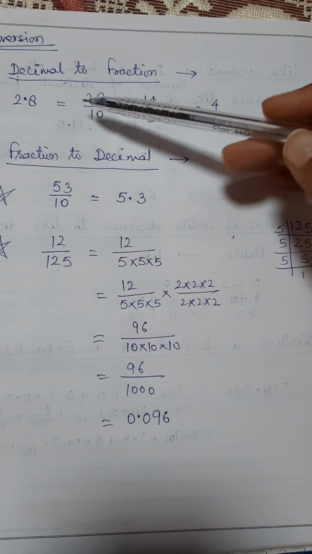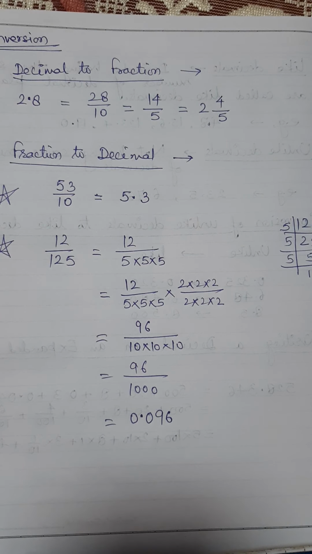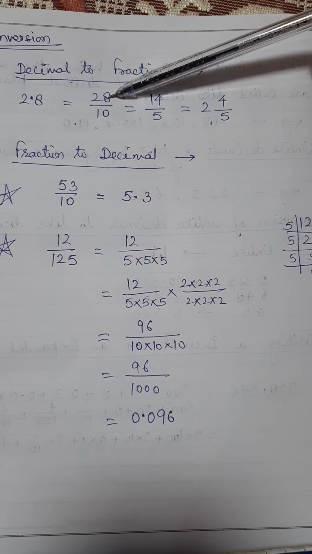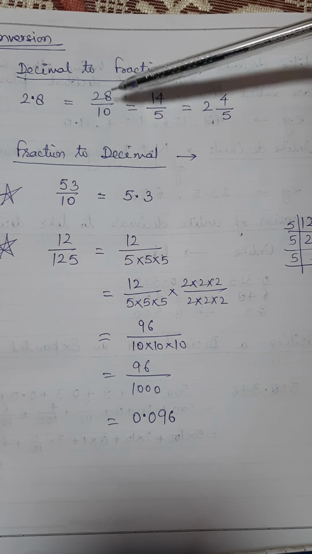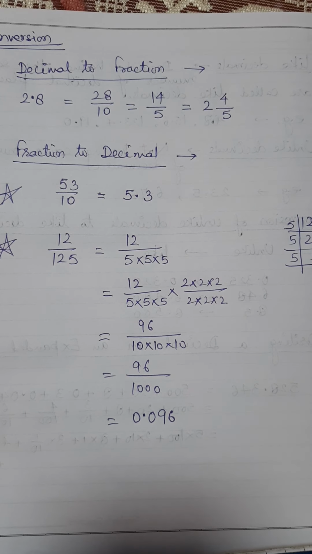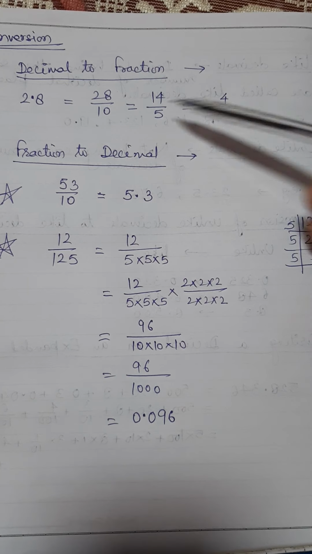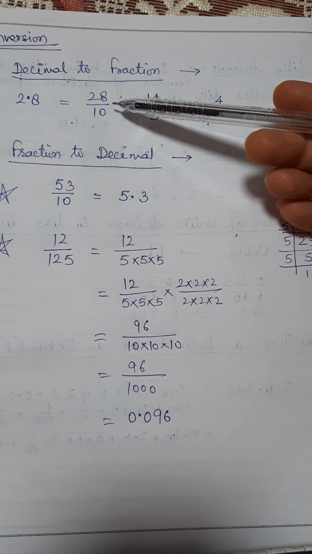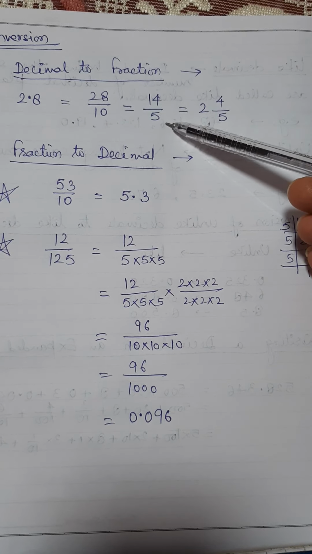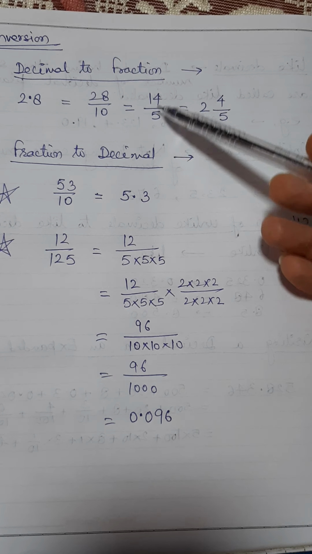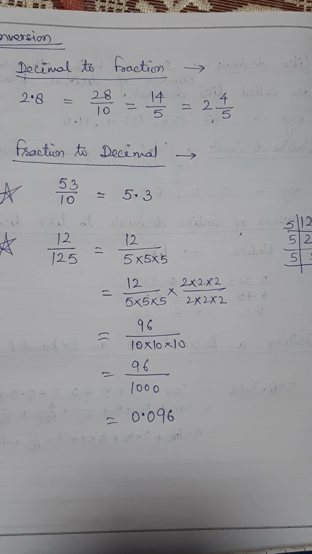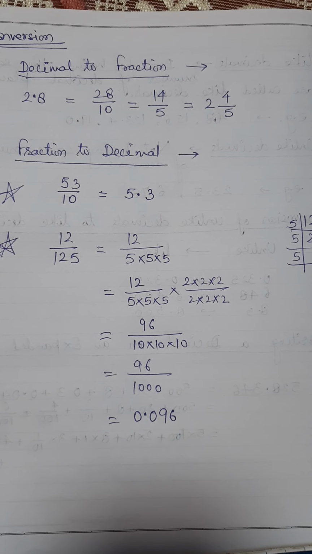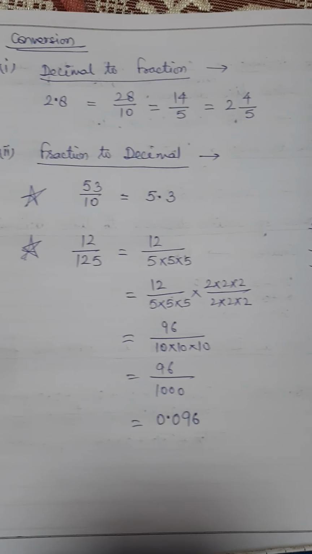Now we can cut this by 2. 28 by 2 is 14, and 10 by 2 becomes 5. So this becomes 14 over 5, right? Now divide 14 by 5, just convert it into a mixed fraction. So this is the conversion of a decimal into a fraction.